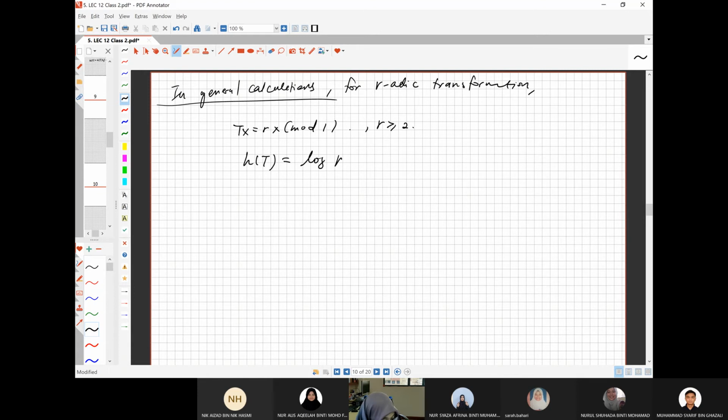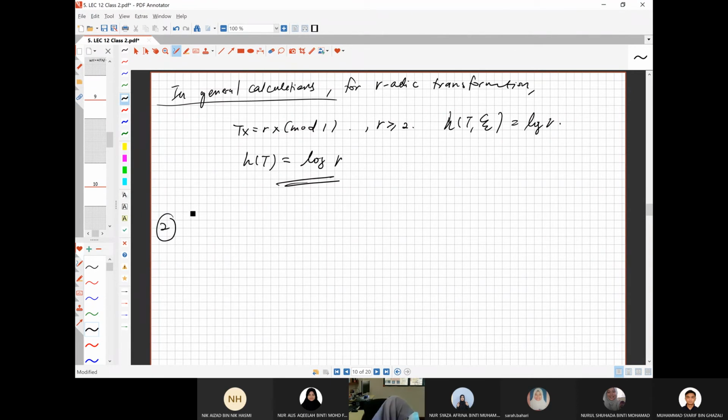Kalau 2, diadic you got log 2, triadic you will get log 3, and 4-adic you will get log 4 and so on. So R-adic, that means you will have log R. Because you have shown already that your HT, well, this generator is log R. This one I think in the previous example.